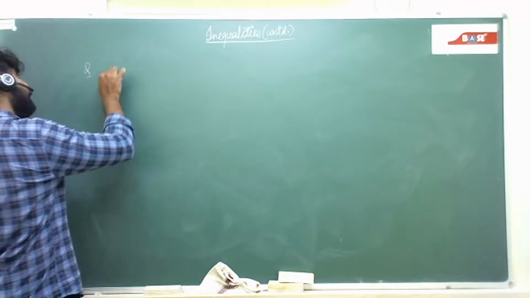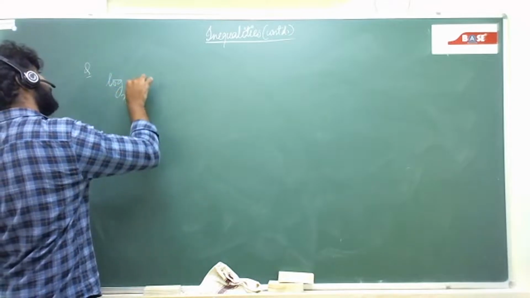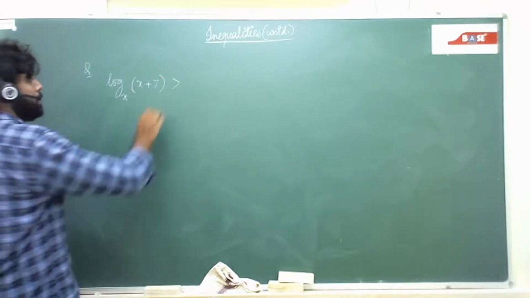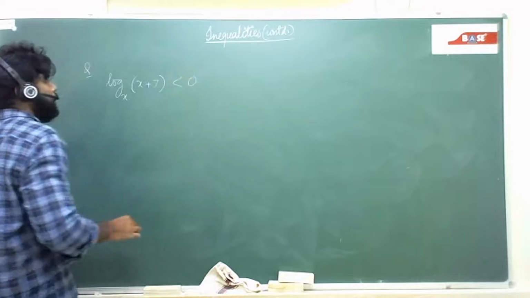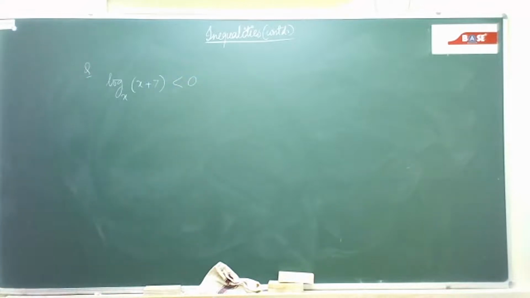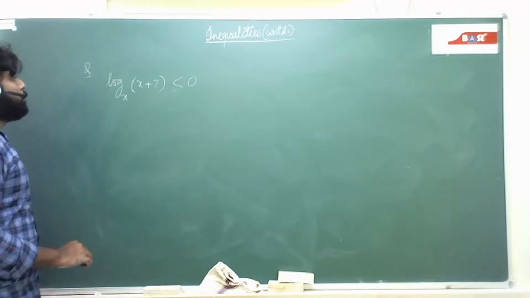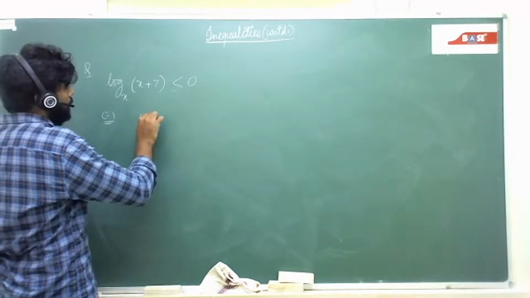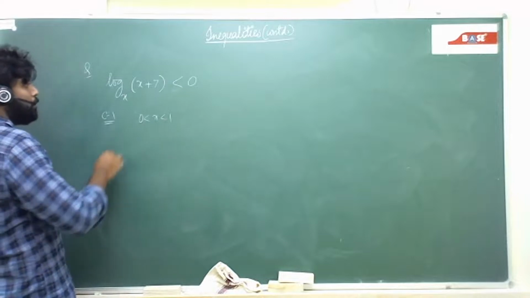We need to find out the region of x for which log base x of (x + 7) is negative, less than 0. It says less than 0. We need to find out the region of x. We have two cases to do here. Case 1, when x is between 0 and 1.